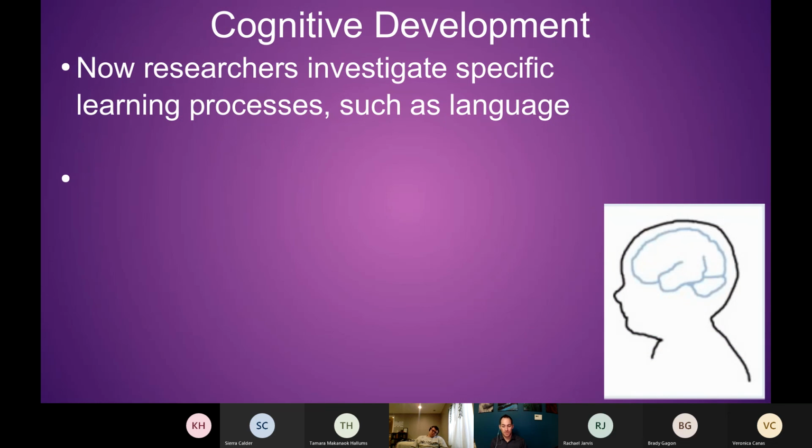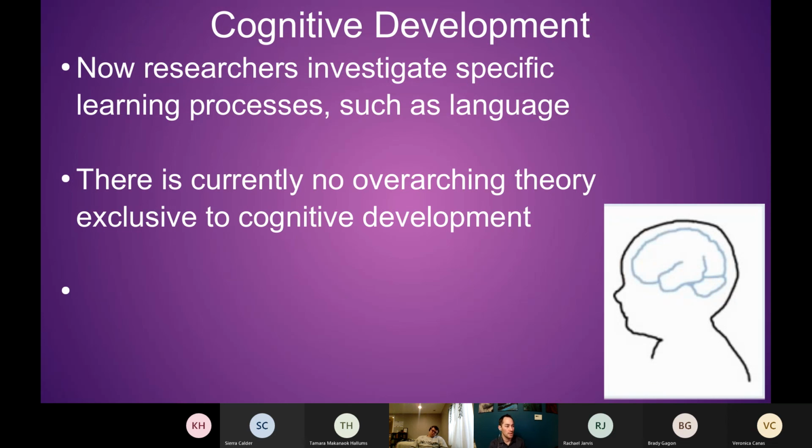So researchers now in cognitive development, rather than looking at things in stages, we look at specific processes. So how do we learn language? How do you process a memory? How do you come up with a creative idea? How do you hear? Yeah, those are some good examples. So there's currently no overarching cognitive theory, like a stage theory. We're looking at specific aspects of cognitive tasks that you do generally.